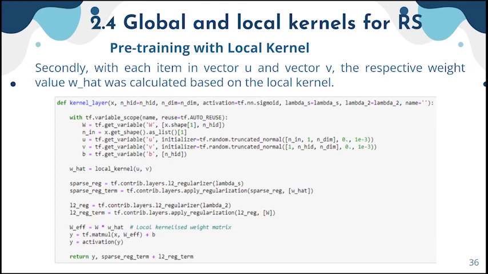After that, we do the step that we call local kernelizing the weight matrix, where we apply the Hadamard dot product of the weight matrix with W_H. After that we multiply that W_eff with the original rating matrix plus b, the bias vector, and we put them through the activation function, which gives the result: the reconstructed matrix of the local kernel pre-training step.